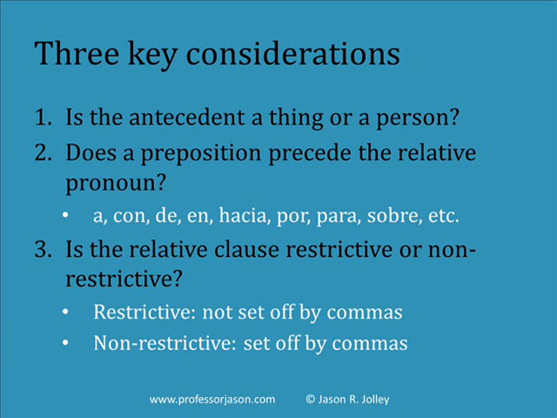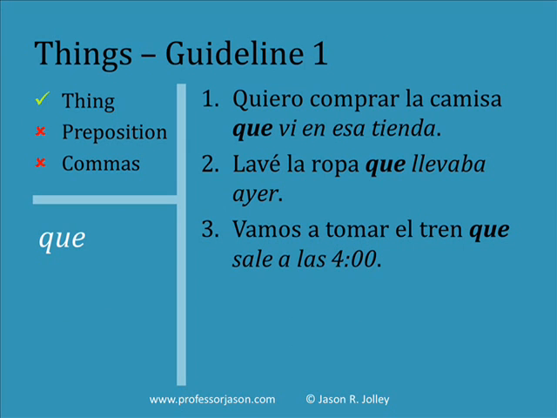So let's start by looking at some guidelines that apply to relative pronouns used to refer to things. So the first guideline for things is, if we're speaking of a thing or things using a restrictive clause whose relative pronoun is not preceded by a preposition, we should simply use que. So we're talking about a thing, there's no preposition, there's no relative clause set off by commas. Just use que. Quiero comprar la camisa que vi en esa tienda.